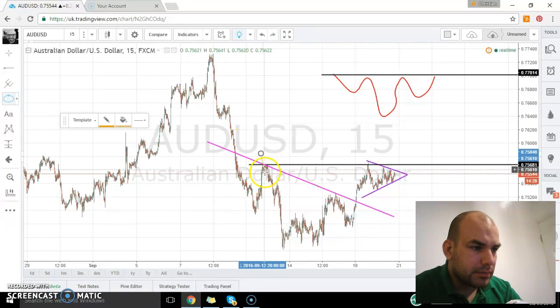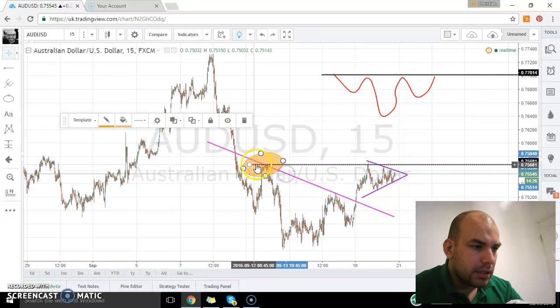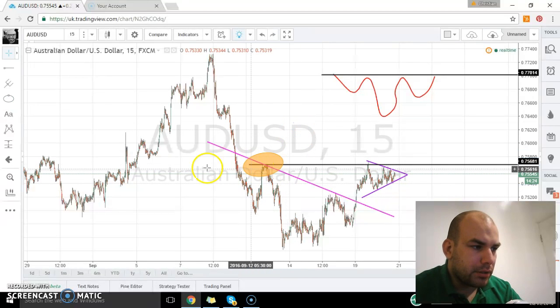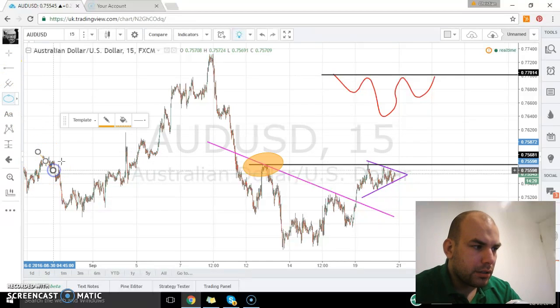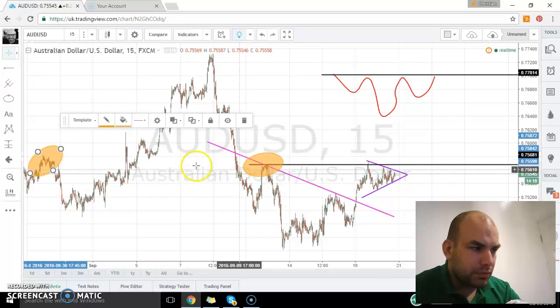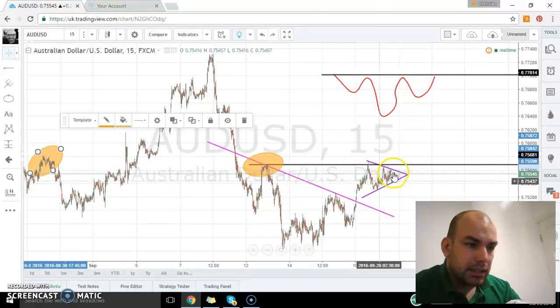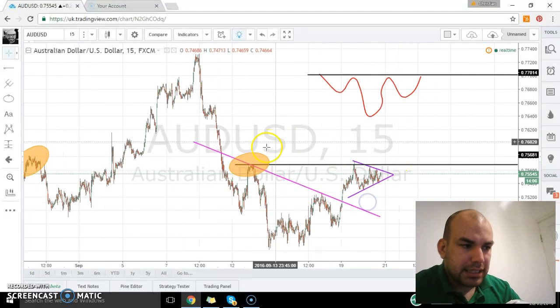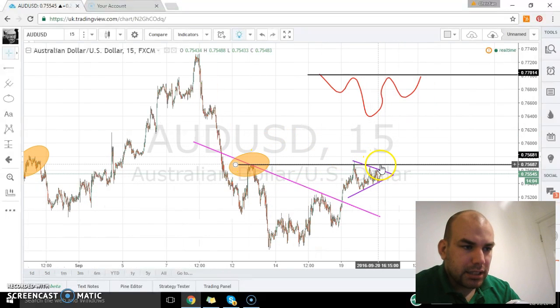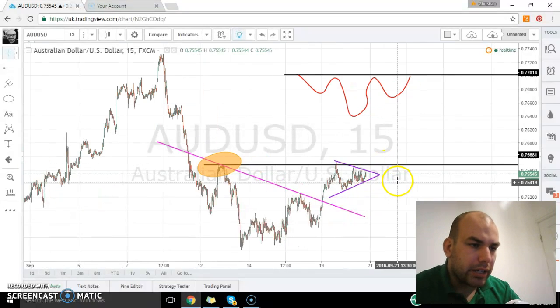But this one here is important based upon, if you go left, you've got this region here, more or less similar. We've got a support/resistance region based on the role reversal, and the important thing to note here is that this line is directly in the middle of the triangle pattern.